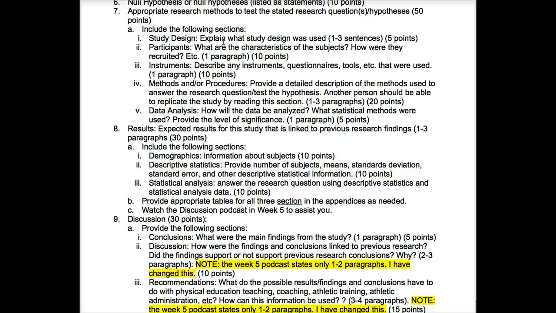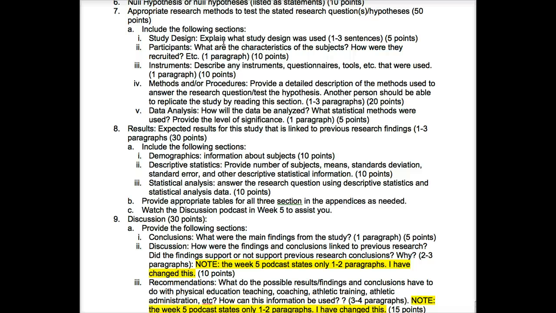Next area is your participants. What are the characteristics of your subjects? Age range or ages, the males, females, are they specific athletes, whatever they are. How did you recruit them? How did you get them to be part of your study? Those types of things. About a paragraph or so for this section.